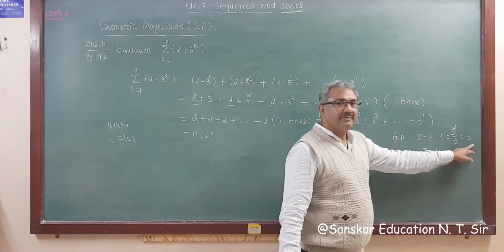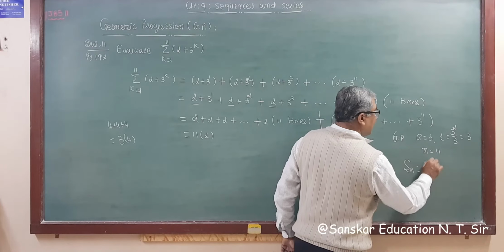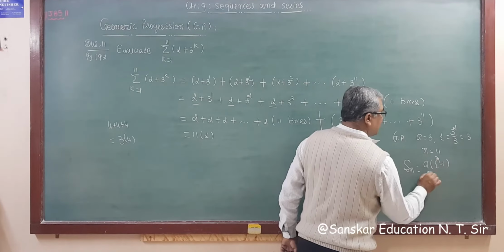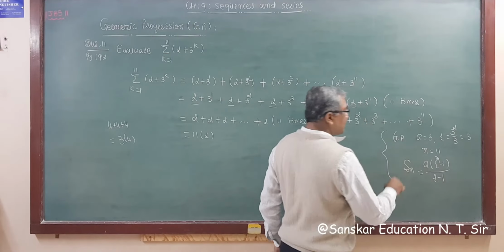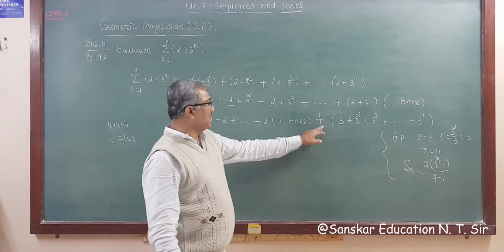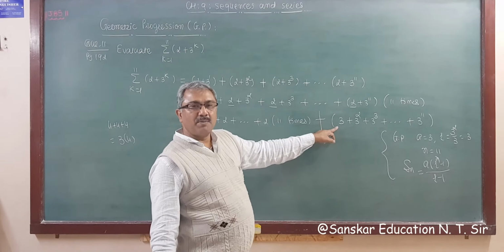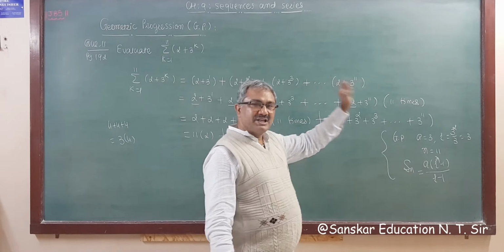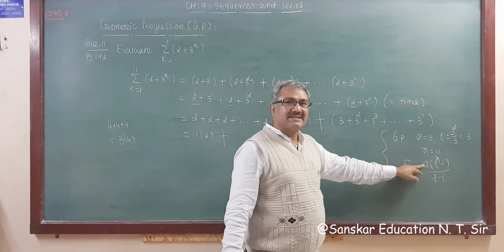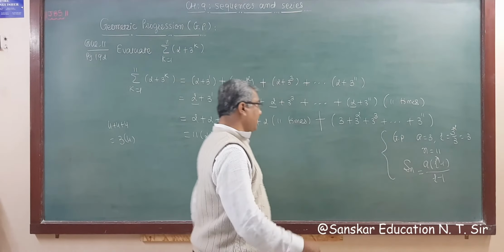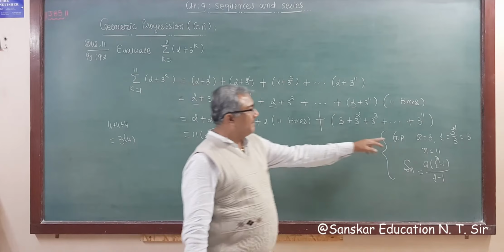r is greater than 1. So the formula for Sn is a times r raised to n minus 1 upon r minus 1. So this is the hint. Right? This is GP, so the sum of n terms of GP is Sn. In that a is 3. So applying this formula directly now. a is 3, r is 3.